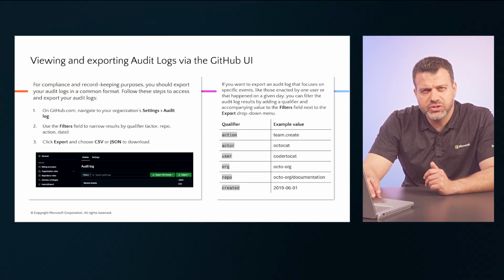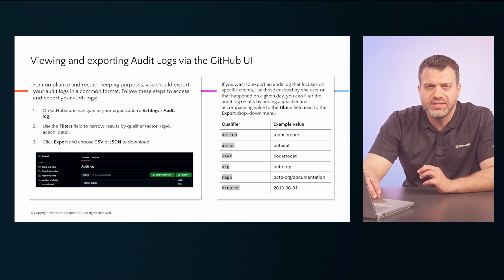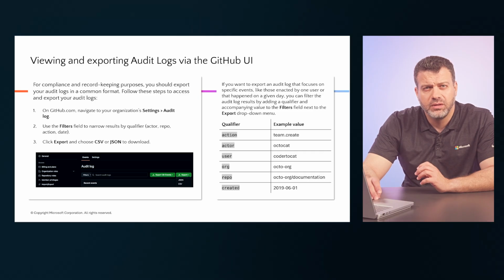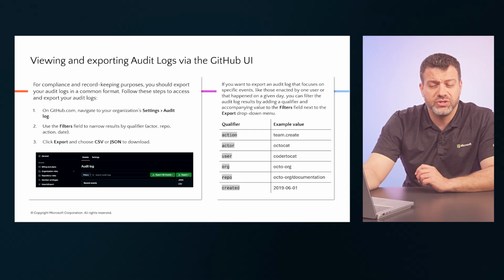To work with audit logs, you typically start in the GitHub UI. You go to Settings, Audit Logs, and that's where you can see activities across your organization, and you can filter them by user, action, repository, or date. This makes it easy for you to support audits, investigations, or reporting.